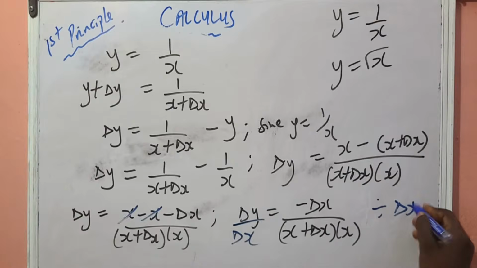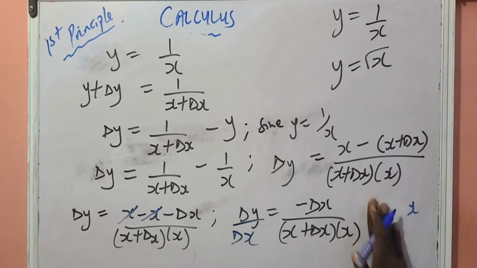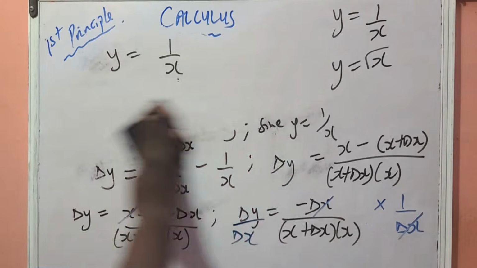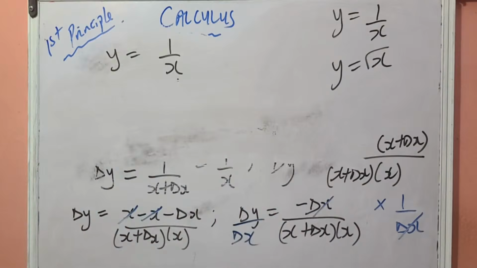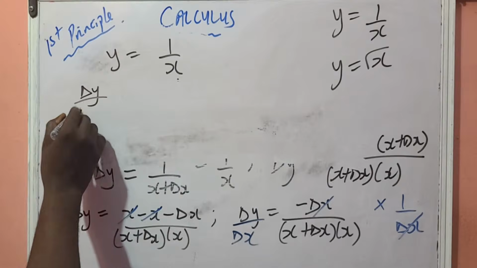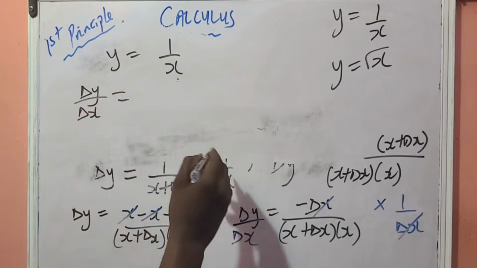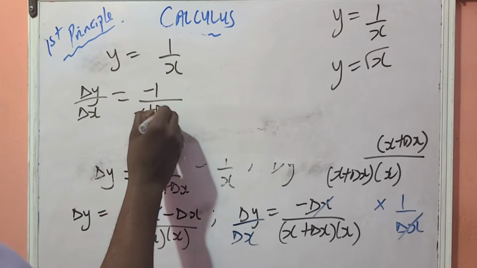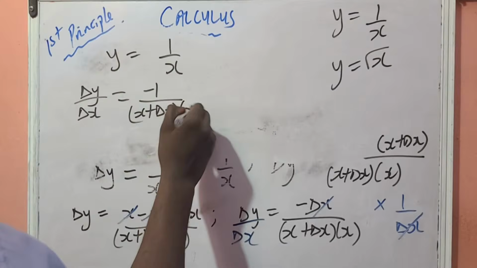That's step number 3. We want to divide both sides with change in x. So look at it right here. And you know that I always do this. I will now go on to say times 1 over change in x. Of course, looking at this, you know that this will cancel this. So what are we left with? We're obviously going to be left with change in y over change in x is equals to minus 1 over x plus change in x times x.